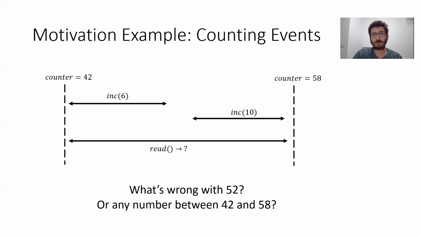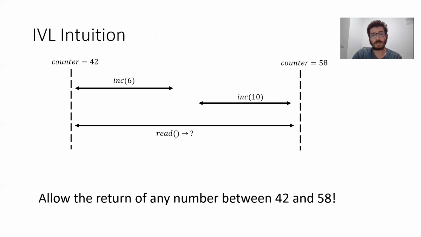And this is the motivation behind IVL, where the intuition is we allow the return of any number between two legal numbers. So in the example, we'll allow a return of any number between 42 and 58.